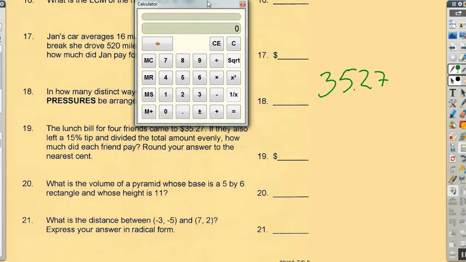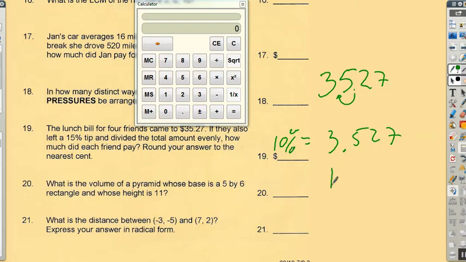All right. So 15%. The easiest way to do it is to move the decimal place. So 3.527 is equal to 10%. So then 5% is half of that, right? So half of this is going to be 1, carry the 1, 7, carry the 1, 6, nothing to carry, and 3, 5. All right, so you add that together and that's your 15%.